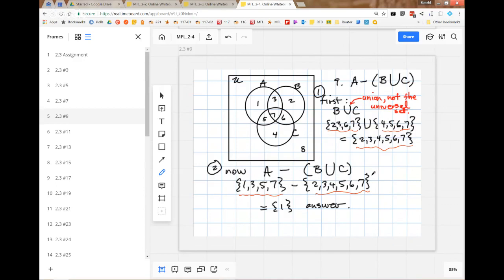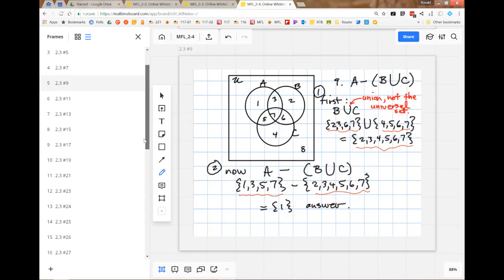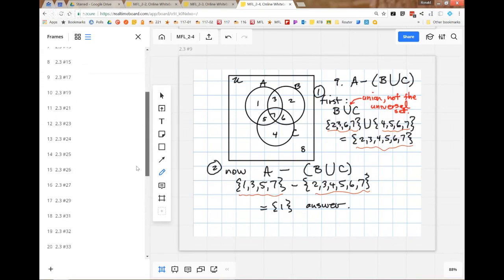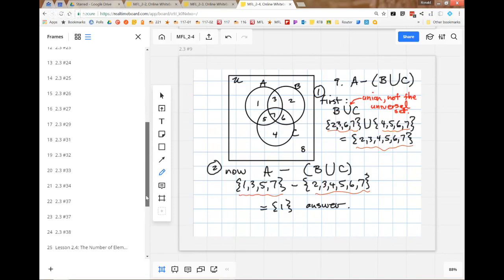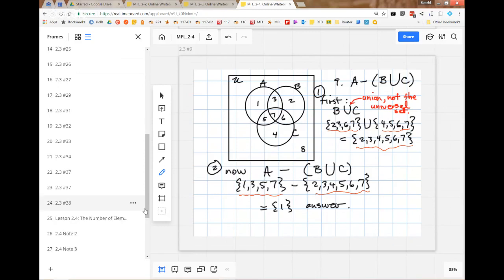Anybody have a different one on lesson 2-3 that you would like to go through? Well, if your lack of questions is an indication of how well you got it, I'm encouraged. But speak up if you are unsure about a problem. Okay, how about 13?